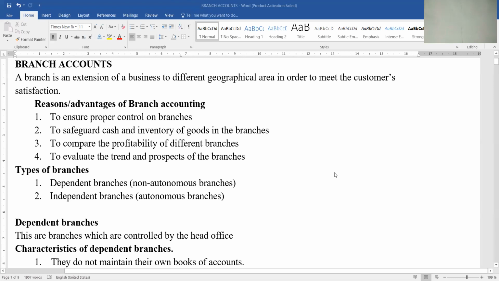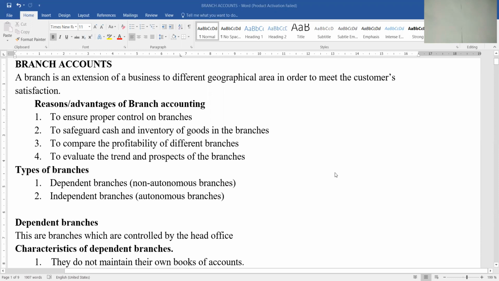So we can go ahead and look at some of the notes I have prepared so that you understand branch accounting in depth. Let me share some of the notes which we have to go through as I explain, so that you will be able to understand what I mean. These are the notes I prepared for you, and they are well summarized.